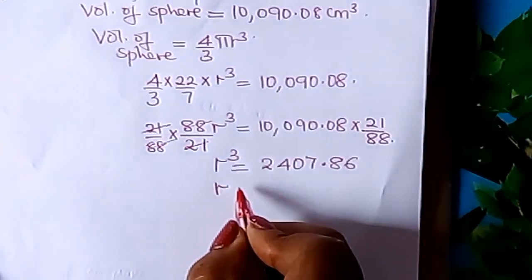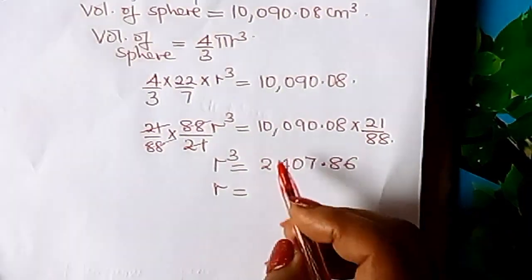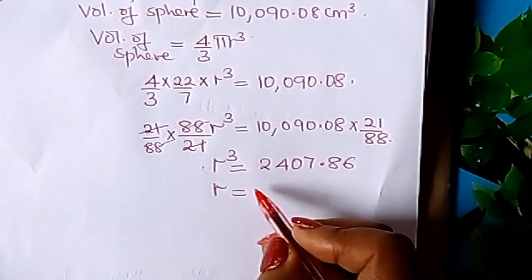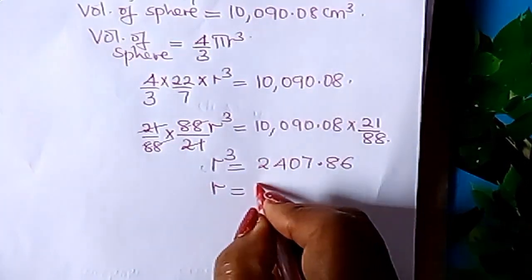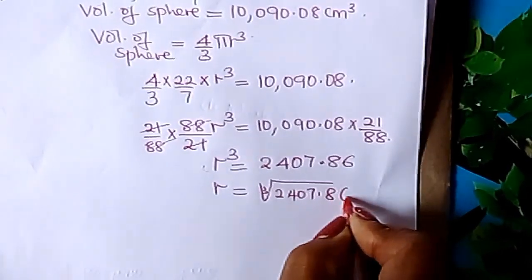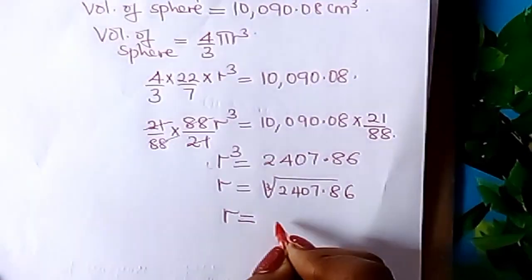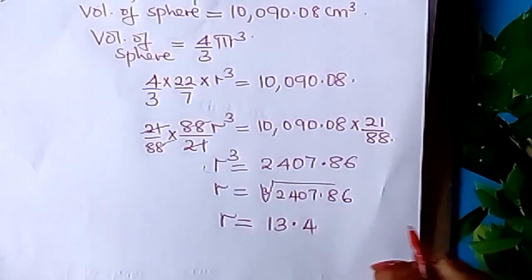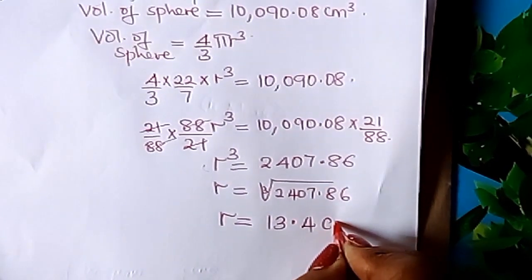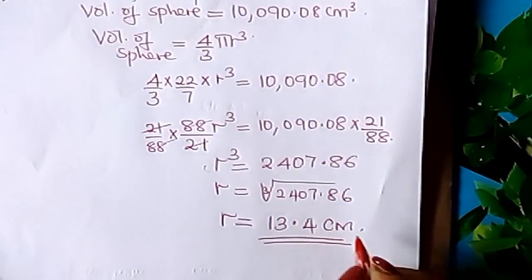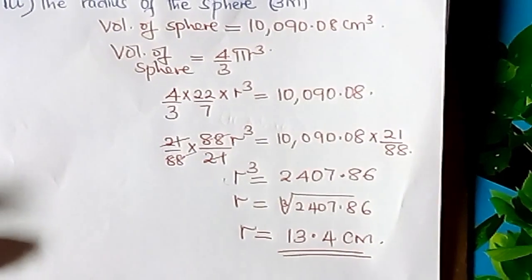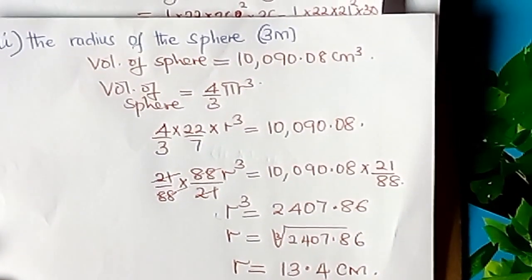And so, learner, finally, to get our radius, you just need to find the cube root. Because this is r cubed, to get r, you find the cube root. And therefore, r is equal to the cube root of 2,407.86, which gives you 13.4 to the nearest 1 decimal place, 13.4 centimeters. So good. We have come to the end of that question. Learner, go and practice with this question until you internalize.